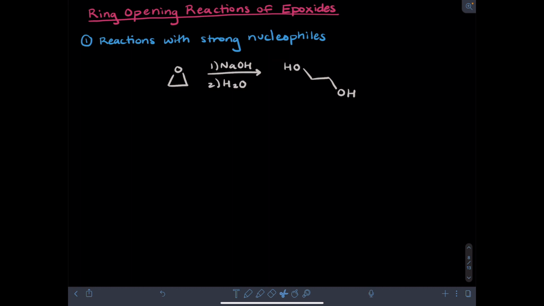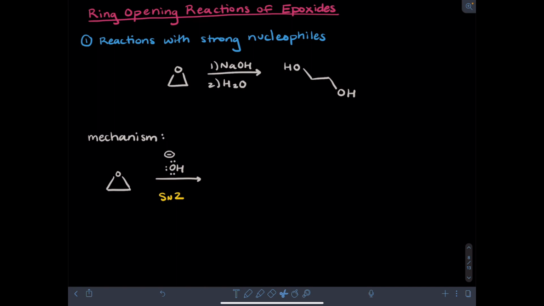In the first step, I would treat the epoxide with the strong nucleophile, and in the second step, I would treat it with water. This causes a ring-opening reaction of the epoxide where the nucleophile was added to the epoxide. So let's consider the mechanism for this reaction.